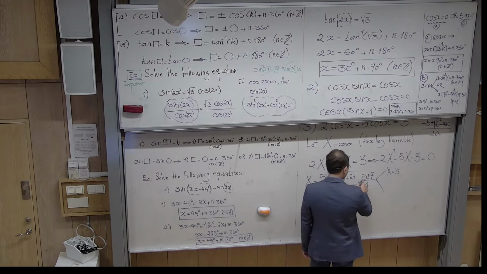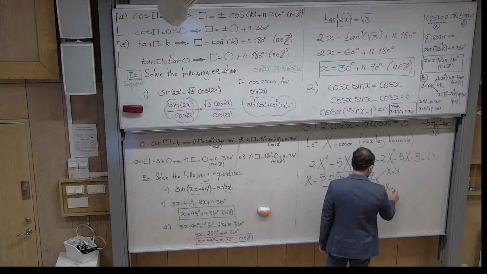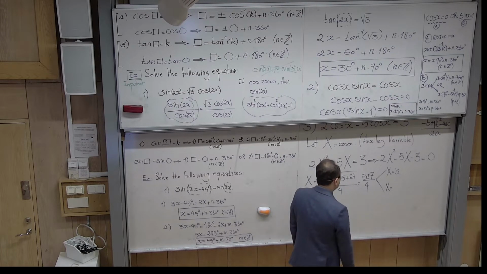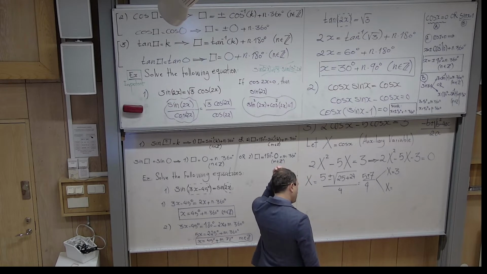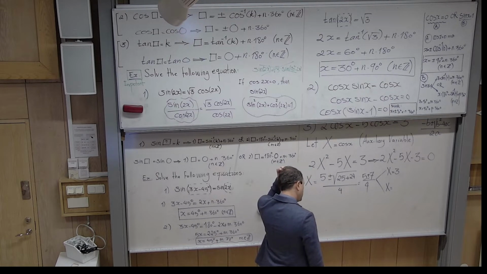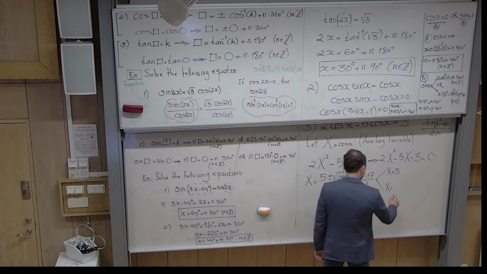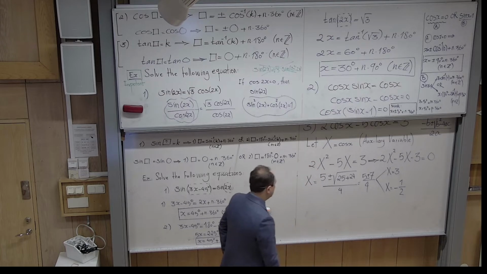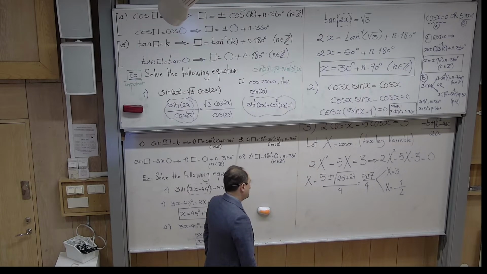And then 5 minus 7. Am I right? It seems right, yes. 5 minus 7 is minus 2, divided by 4 is how much? Minus a half. Let me double check my answers. Do you agree with me? 5 plus or minus 7. Yes. Yeah, that's correct.